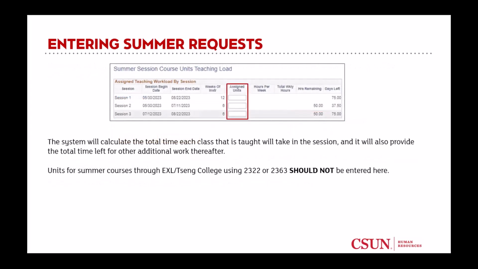You will see the following table open up. You will need to enter the number of units that they will be teaching for the corresponding session. The system will then calculate the number of hours and days that are available for the rest of the summer session. Units for summer courses through same college are entered using job code 2322 or 2363, so these should not be entered in this table. We are just wanting to know the number of units that are being taught on the state side, basically. Next slide, please.